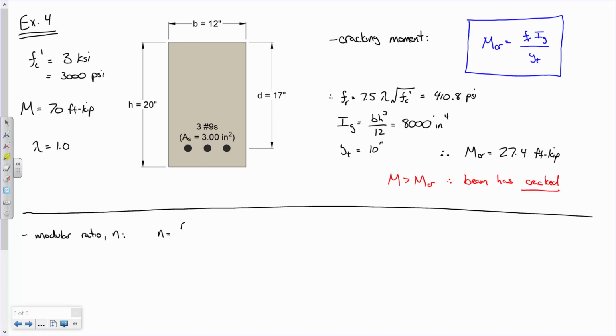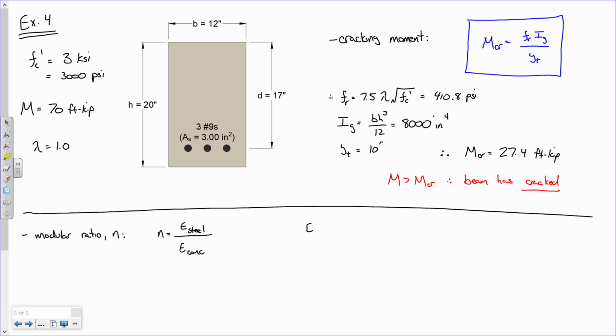Now, what a modular ratio actually is, is generally defined as the modulus of elasticity of the stronger material, or the stiffer material, I should say, divided by the modulus of elasticity of the more flexible material. So for our case, what that means is we're going to take the modulus of elasticity of steel divided by the modulus of elasticity of concrete. That's what the modular ratio is. Okay, so we got to determine what each of those are.